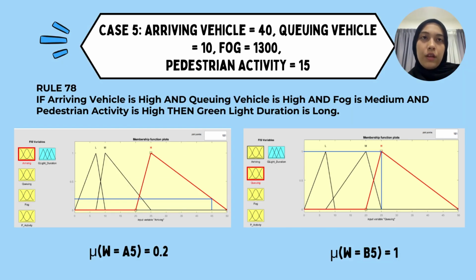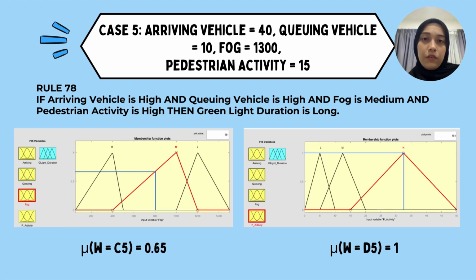0.23. Case 5, arriving vehicle equal to 40, queuing vehicle equal to 10, fog equal to 1,300, while pedestrian activity equal to 15. By using rule 78, if arriving vehicle is high, and queuing vehicle is high, and fog is medium, and pedestrian activity is high, then green light duration is long. So the graph shows for A5 equal to 0.2, while B5 equal to 1. For C5 equal to 0.65, and D5 equal to 1.